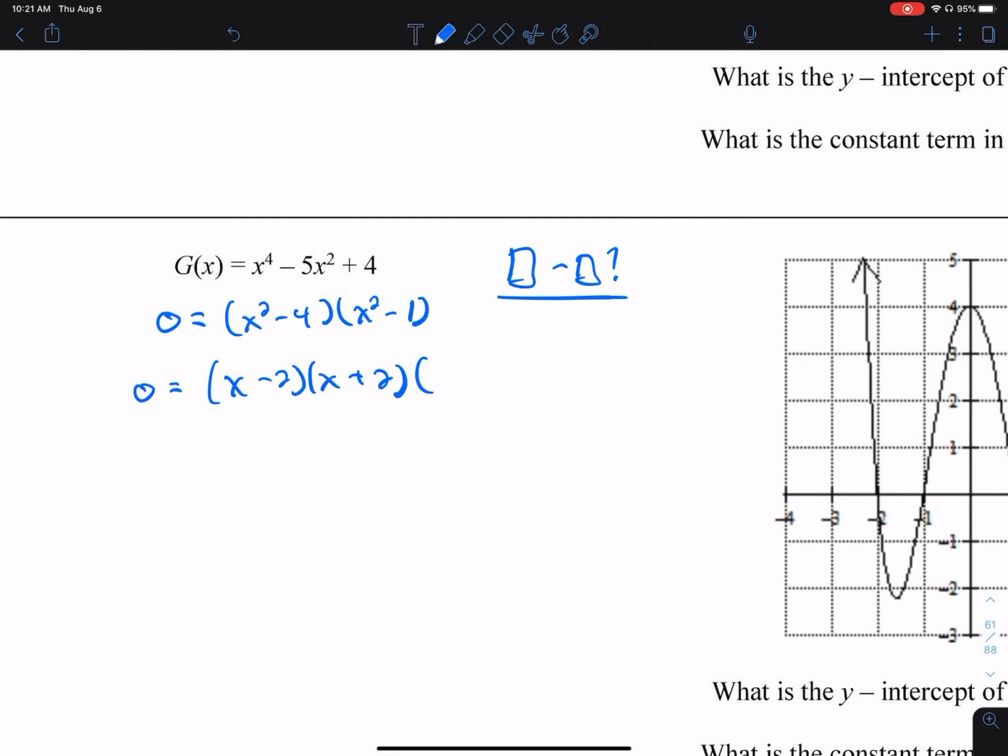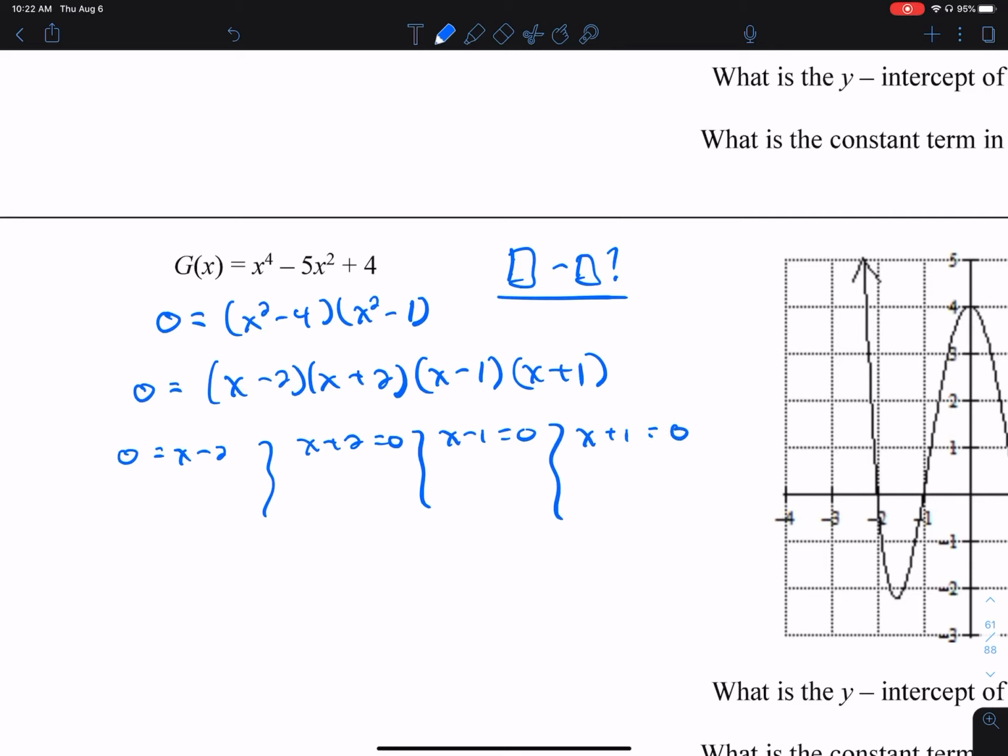X squared is a perfect square, 1's a perfect square, and it's a difference. So it factors into an x minus 1 and an x plus 1. We set each factor equal to 0, because the directions told us to. We are expecting then this to cross the x-axis 4 times.